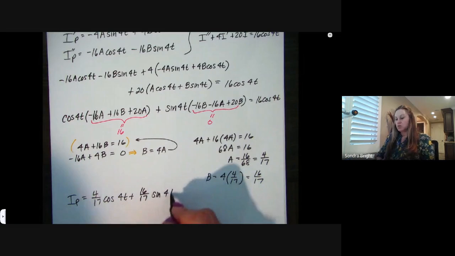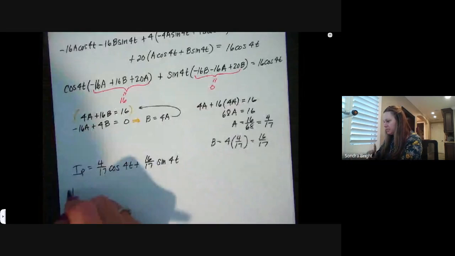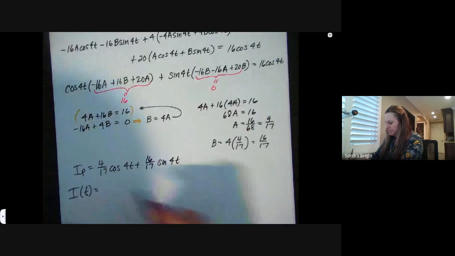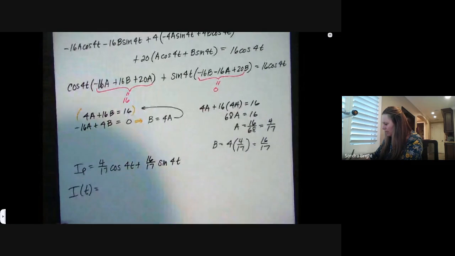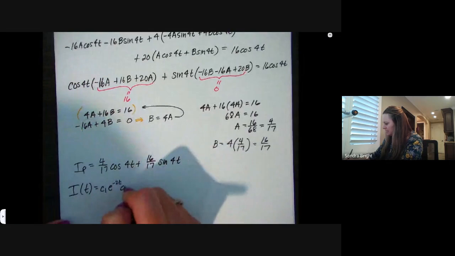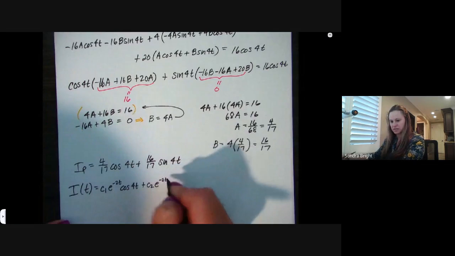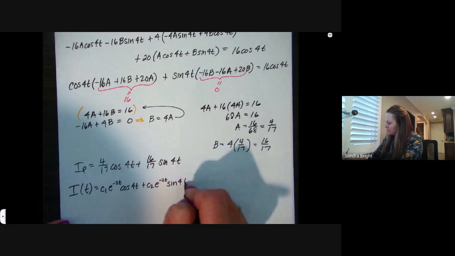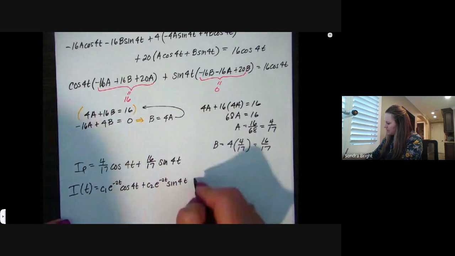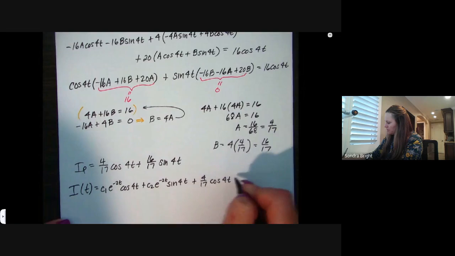Okay, so our current as a function of time is going to be the homogeneous solution, which was C1 e to the negative 2t times cosine of 4t plus C2 e to the negative 2t times sine of 4t. That was the homogeneous solution. And then plus my particular, 4 over 17 cosine of 4t plus 16 over 17 sine of 4t.